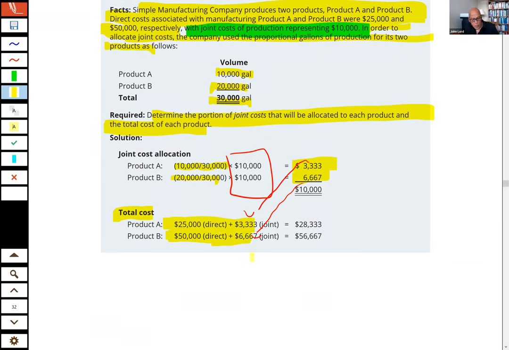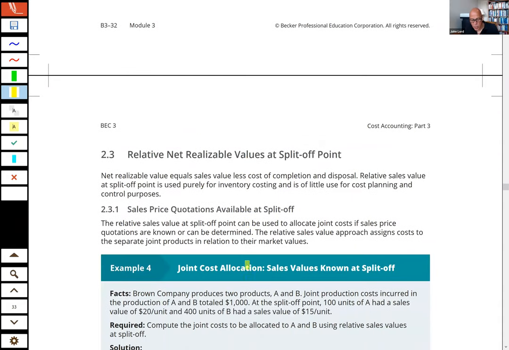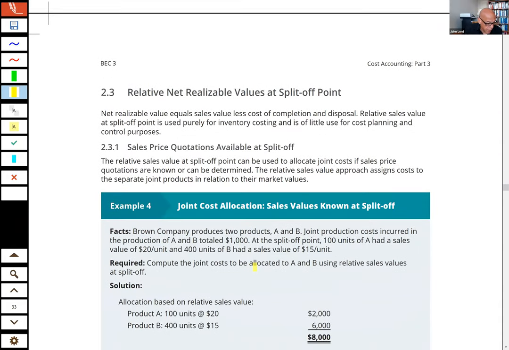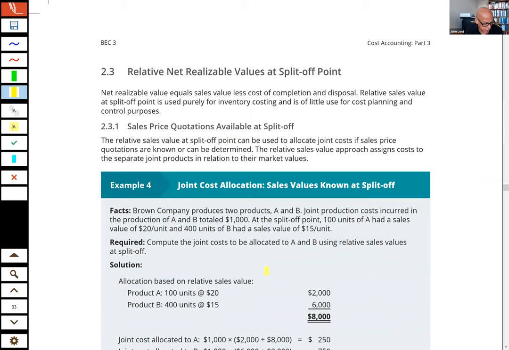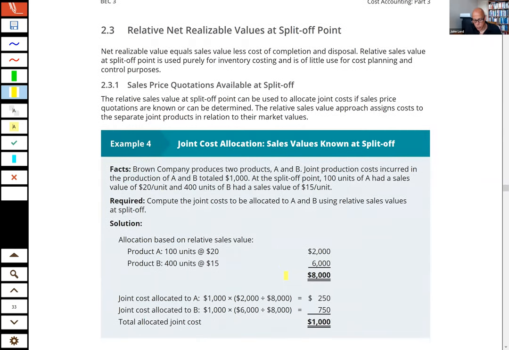Okay, good. You come over and take a look at our net realizable value at split off point. And if there is an ability to sell the product at split off, we could use those relative sales values to allocate the joint costs.